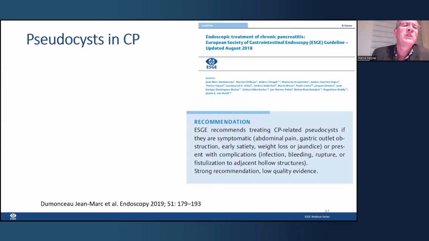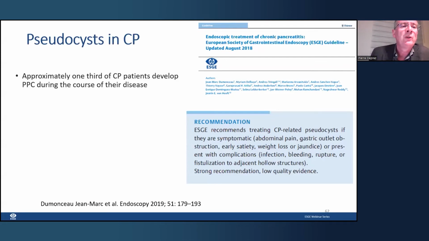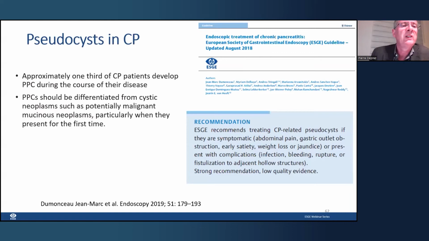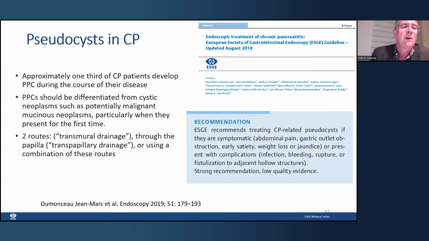And we can find almost the same guidelines in the European guidelines published in 2019. ESGE recommends treating chronic pancreatitis-related pseudocysts if they are symptomatic, of course, or present with complications. That's easy. We know that one third of chronic pancreatitis patients will develop these lesions. They should be differentiated from cystic neoplasms, such as potentially malignant mucinous neoplasms. Very important. And there are 2 routes that you can use following the next recommendations, or using, in some cases, the combination of the 2 routes.